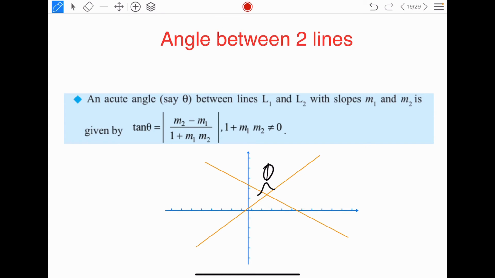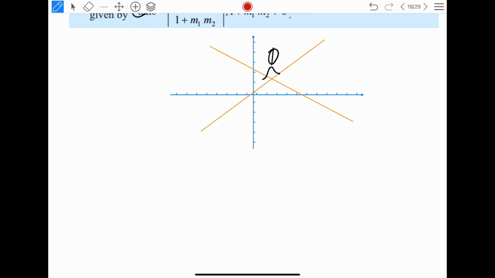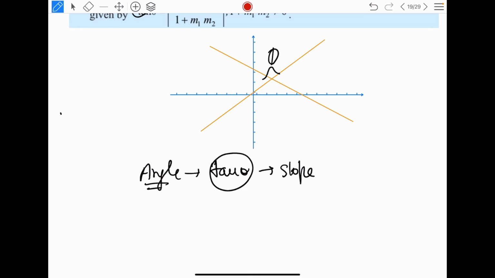Now, how do you calculate this theta? Simple thing to remember, to calculate this theta, we have to use the formula tan theta is (m2 minus m1) upon (1 plus m1 m2). From that, if you get tan theta or the slope, from the slope you can get the tan inverse. So, whenever you are asked about the angle, your aim is to find the tan theta or the slope. That is in the case of one line.